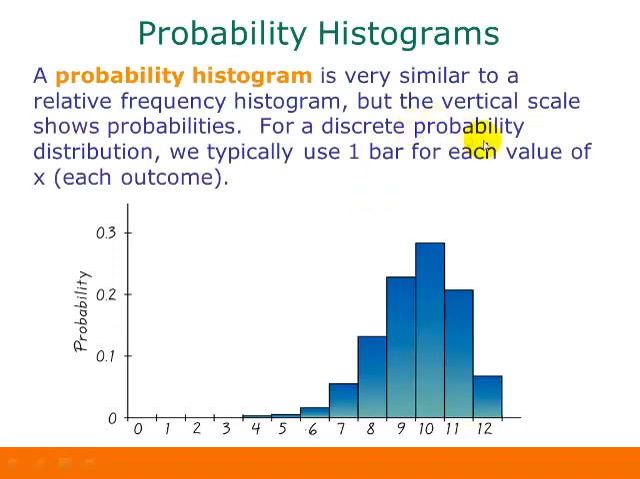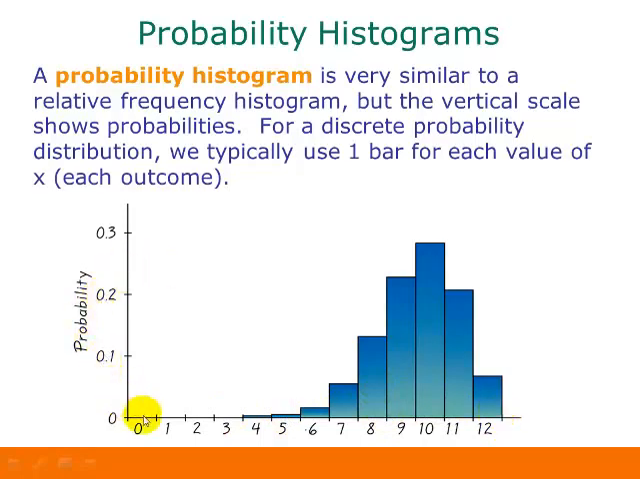And a probability histogram is just like a relative frequency histogram. The only difference is that the vertical scale shows probabilities instead of relative frequencies, but they're basically the same thing. So for a discrete probability distribution, we usually use 1 bar for each value of x, or 1 bar for each outcome.